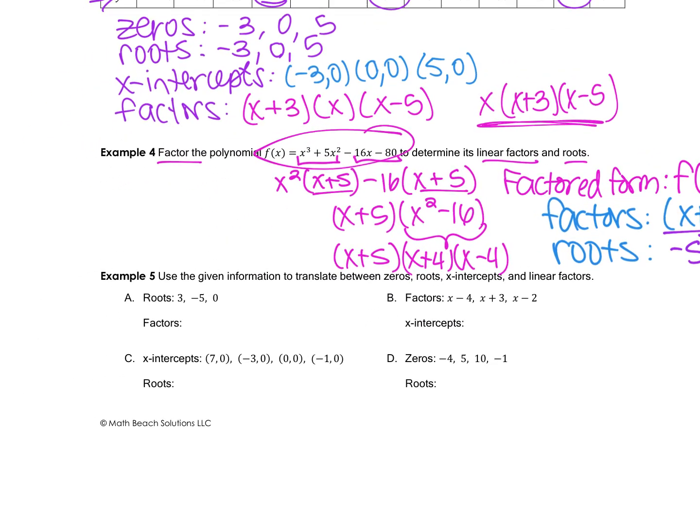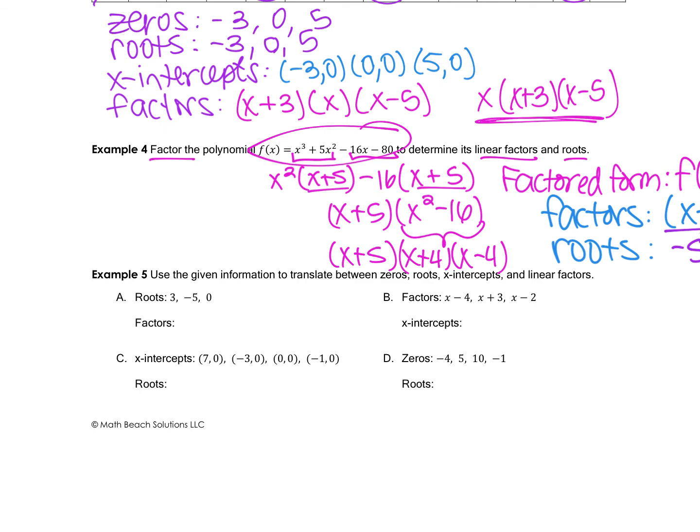All right, last part. So use the given information to translate between zeros, roots, x-intercepts, and linear factors. So we're given the roots here. We want to find the factors. Remember, factors are in the form x minus a. So x minus 3, x minus a negative 5, which makes it plus 5, and x minus 0, which would just be an x. So we can just put x instead of parentheses.